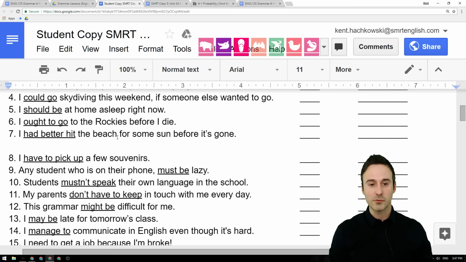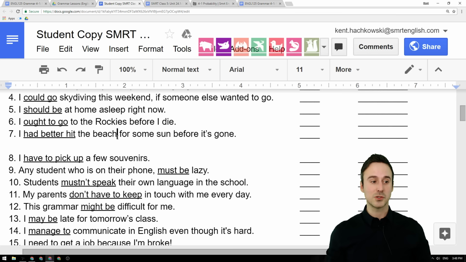I'd better hit the beach for some sun before it's gone. Again, kind of not really clear. Do you guys think it's future? Yeah, I see a few people saying it's future as well. This one's kind of tricky, right? You had better hit the beach a few times. That might sound like present simple. So sometimes it's not super clear whether it's a present simple or a future idea.